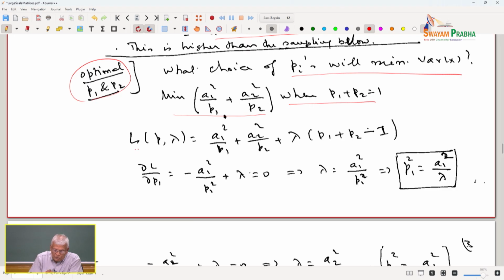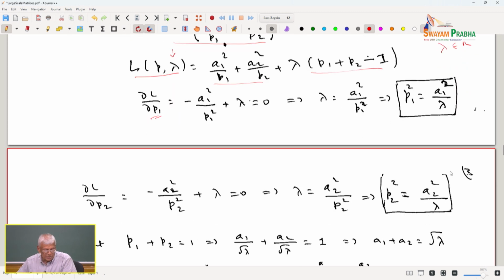So, I am trying to define a Lagrangian, I am trying to define a vector P which is P1, P2, and a constant lambda which is a Lagrangian multiplier. So, Lagrangian multiplier lambda is a real constant. So, I have a 3 variable problem: P1, P2 and lambda. This is the original objective function, this is the constraint, lambda times the constraint. I compute the partial derivative with respect to P1 equated to 0. I compute the partial derivative with respect to P2 equated to 0. I get an expression for P1 square, I get an expression for P2 square.